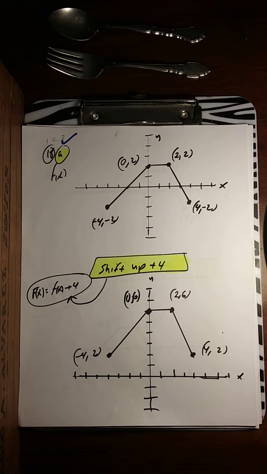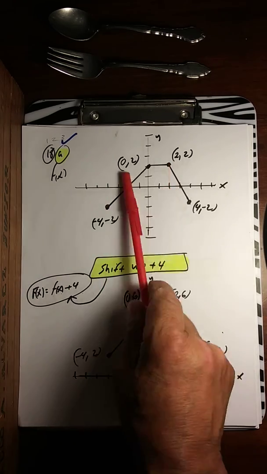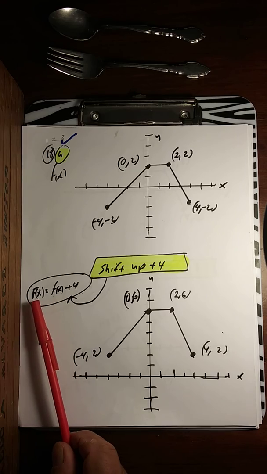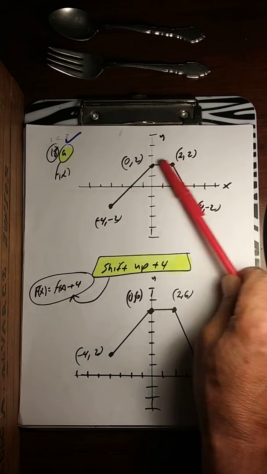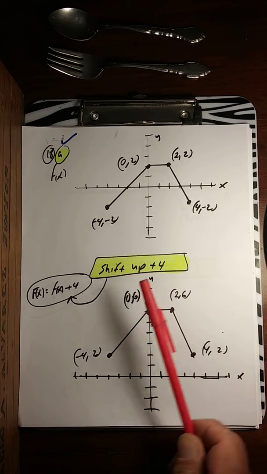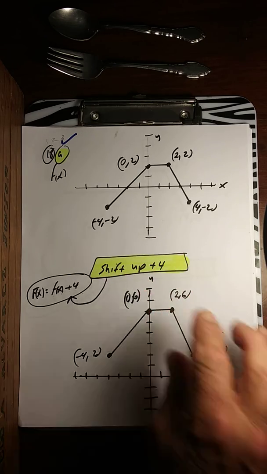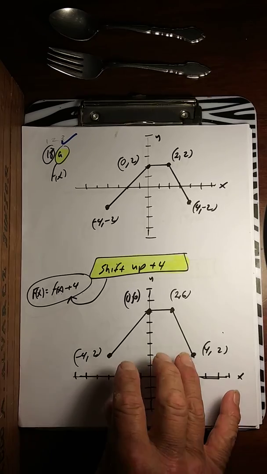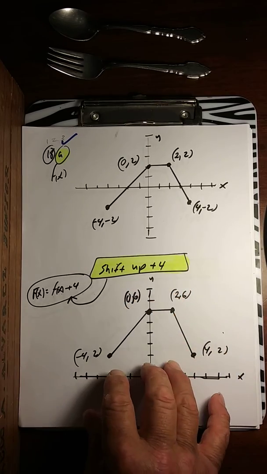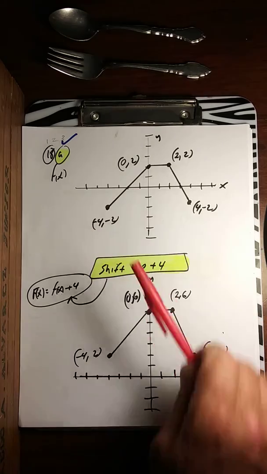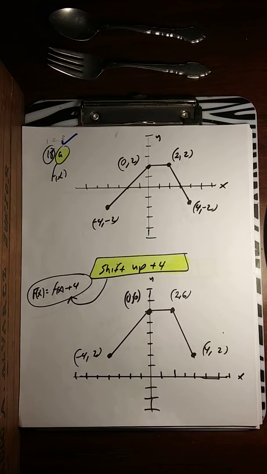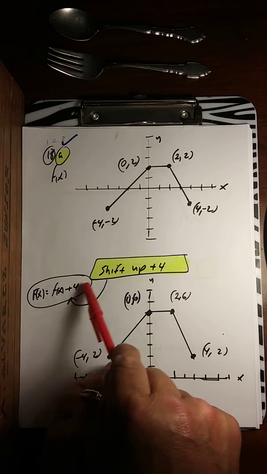A little bit harder question. Original problem, there it is. It says, what if big F of x equals f of x plus 4? That means this graph right here is going to get shifted up 4 spaces. From here, it moves up 4 spaces. So from there, it just goes up 4 spaces. Shifted up 4.